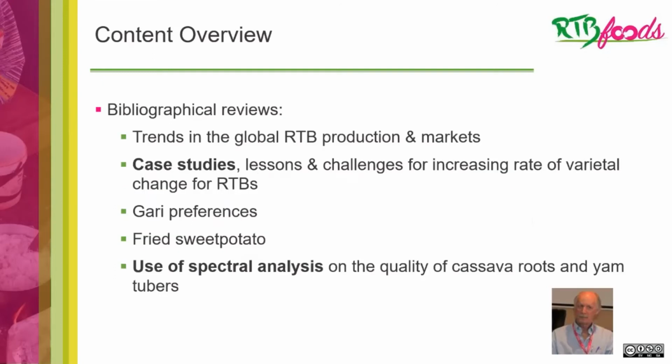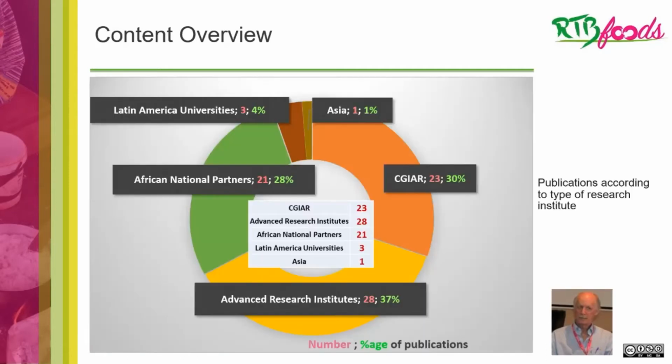The 5 review papers covered trends in global RTB production and markets, case studies, lessons and challenges for increased rate of adoption and varietal change for RTB crops, gari preferences, fried sweet potatoes, and use of spectral analysis on the quality of cassava roots and yam tubers. Many types of institutes were involved in the writing, including CGIAR centers, advanced research institutes, African national partners, Latin American universities, and an Asian research center.